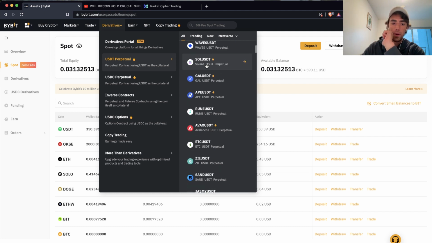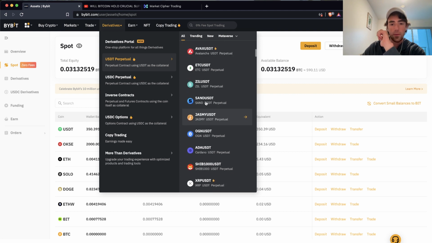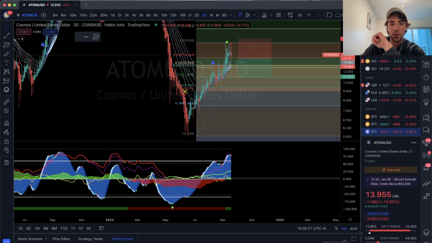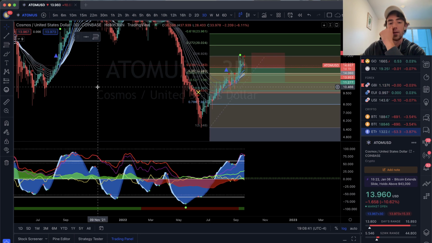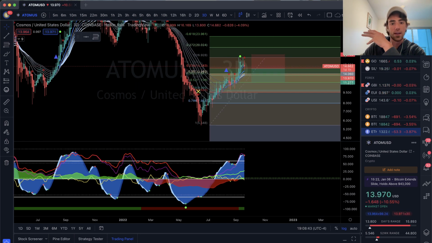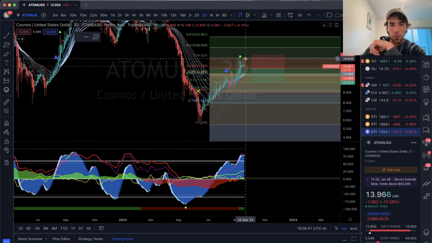So what I want to trade right now is Atom. I want to short Atom right now. And let me show you quickly why I want to short Atom. So we got the trade up right here. This is a free trade setup. Usually I give these on the exclusive Discord, but I'm just going to give it to you guys for free in this video.